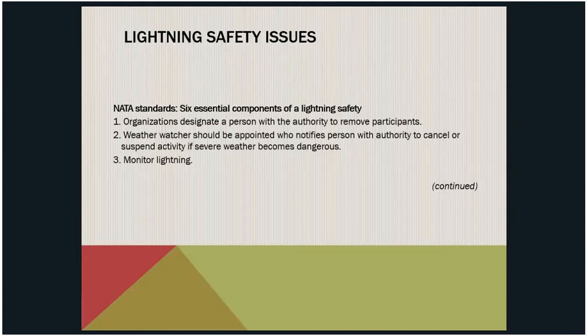Lightning is something that NADA is looking at very quickly and something that we need to adjust. We need to have a person with the authority to remove participants. Oftentimes this is somebody on the field. The head official often has that control, with perhaps a recommendation of somebody from the facility. We need to have a weather watcher. We have some great facilities now that show where lightning is in the immediate area. It's 10 miles away, 15 miles away, 100 feet away. It's coming in, and talking to the field personnel often.